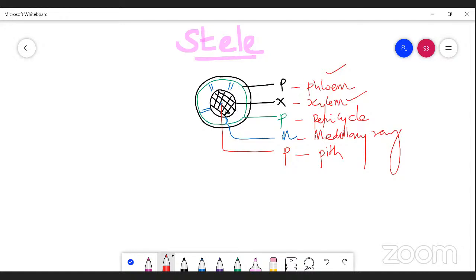Actually, the term stele was first coined by Van Tieghem in the year 1886. To say it again, the term stele was first proposed by Van Tieghem in 1886. He was a botanist who created a model or explanation of the stele based on the presence of a number of medullary rays and the presence of the pith region. This is broadly divided into two types.